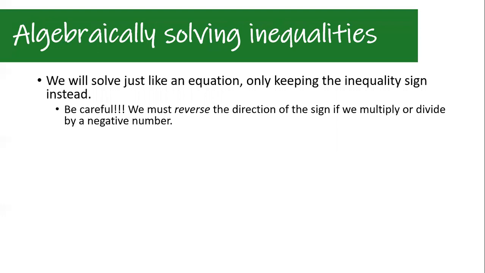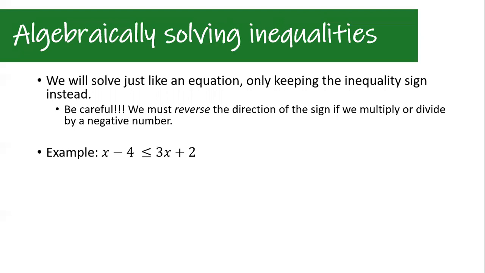Let's talk about the algebraic approach first. We're going to solve it just like an equation. So really there's no new math here. Instead of having the equals between it, we're just going to keep whatever inequality sign is there. But be careful. The only exception to that rule is anytime that you multiply or divide by a negative number, you have to switch the signs. So if it was greater than to begin with, it becomes less than if you multiply everything by -1, for example. Let's look at an example to make this clearer.